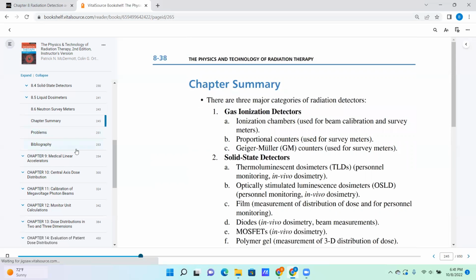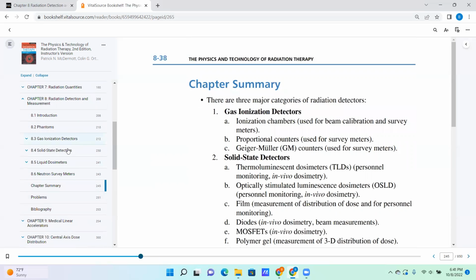That's a lot to take in for this particular chapter, but that is a survey of all of the types of radiation detection and measurement equipment. So I hope you got something out of it.